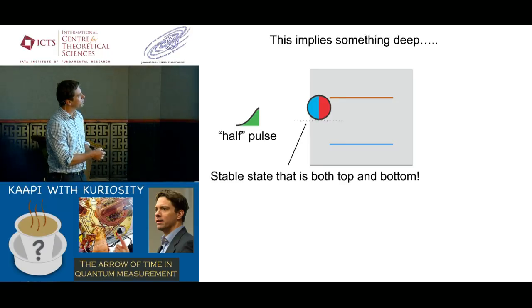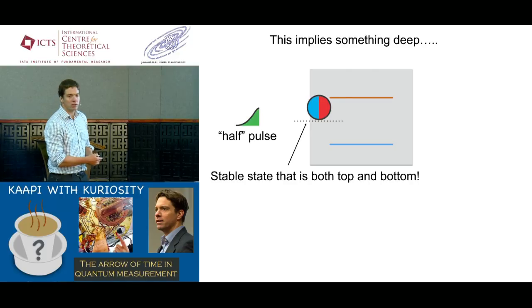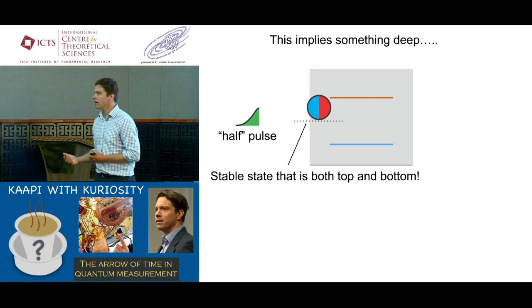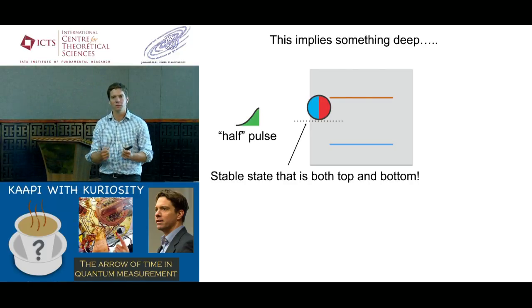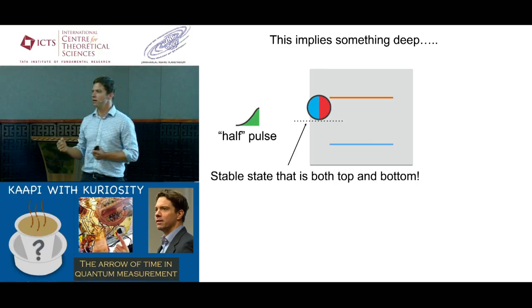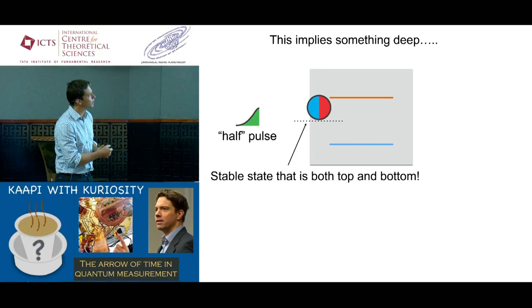So we think there's some stable state that's both top and bottom at the same time. Turns out this is the superposition state in quantum mechanics. And this is how we know it's there, because if you send in two of these pulses, it always works. That means there's something stable in the middle.